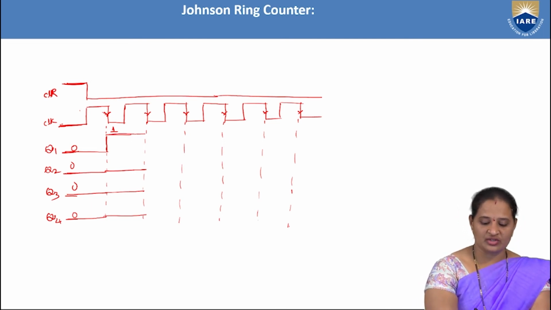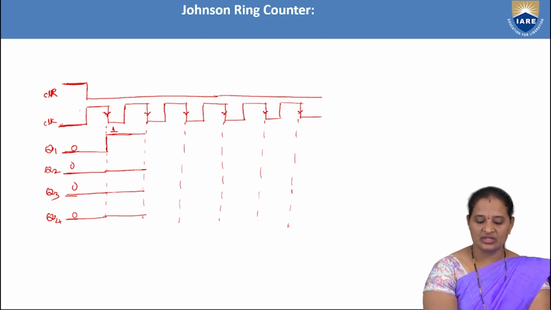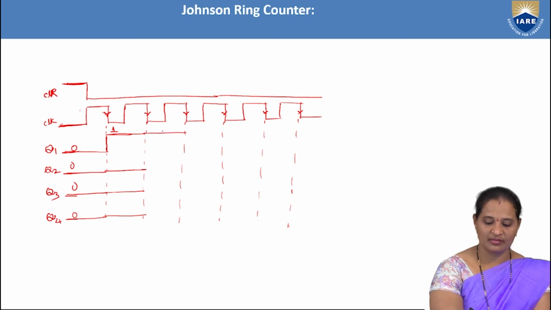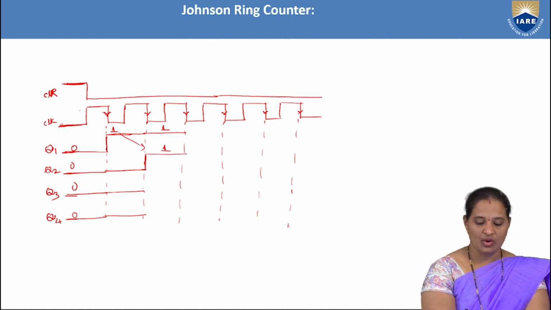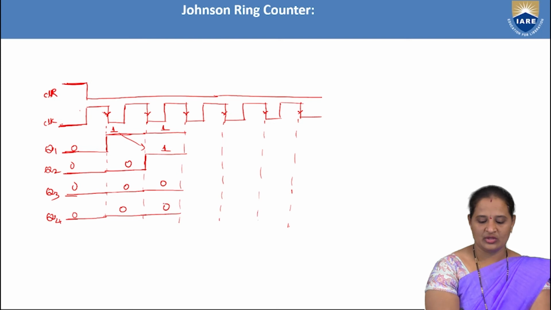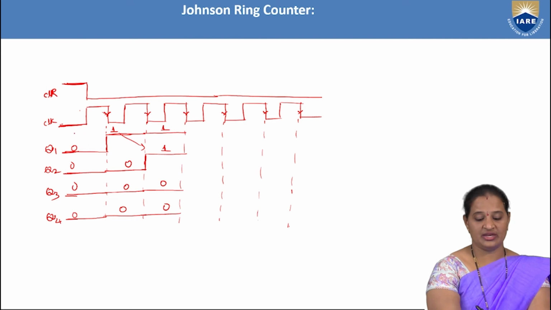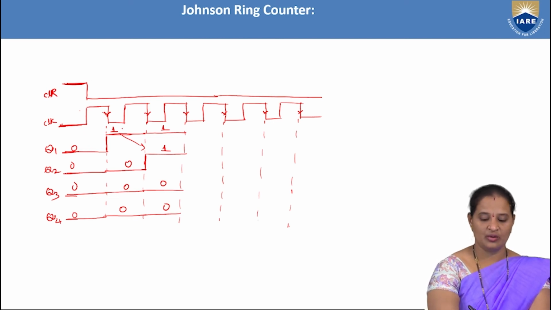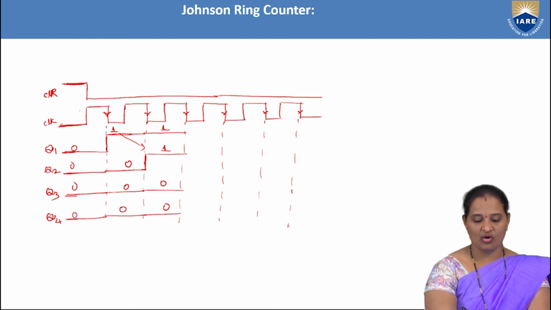During the negative edge of the clock, again this 0 will be complemented and applied to the next flip-flop, and it will be 1, whereas this one will be pushed here. Now it changes its state to 1, whereas these two remain in the 0 state. So initially the state of the counter was 0, 0, 0, 0. During the first clock pulse, it has changed its state to 1, 0, 0, 0. During the second clock pulse, it has changed its state to 1, 1, 0, 0.